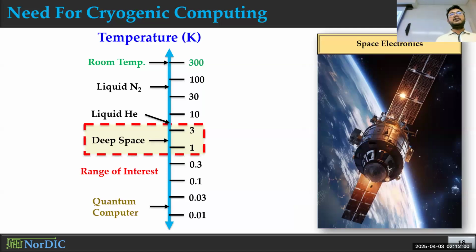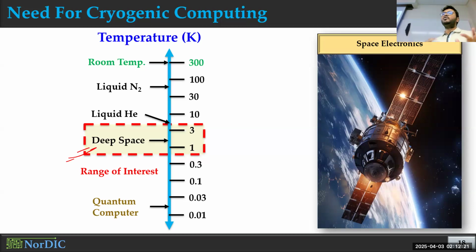And finally, cryogenic electronics can also be a natural fit for space electronics. You see the deep space here. There you have the cryogenic environment for free, right? Here, you don't need to use any cooling cost. So if you have a suitable cryogenic electronic system, you can use that to explore this deep space.